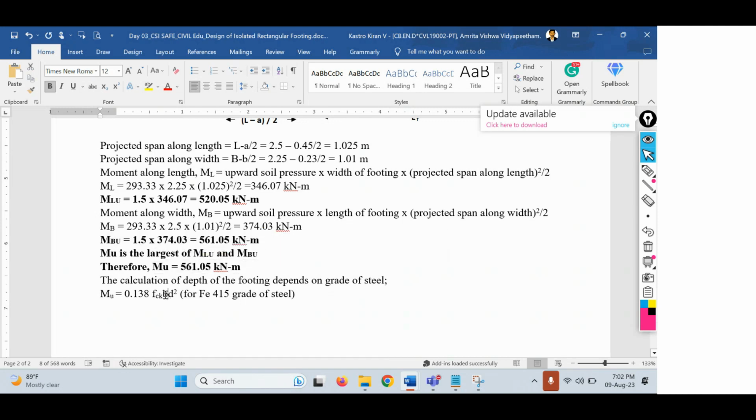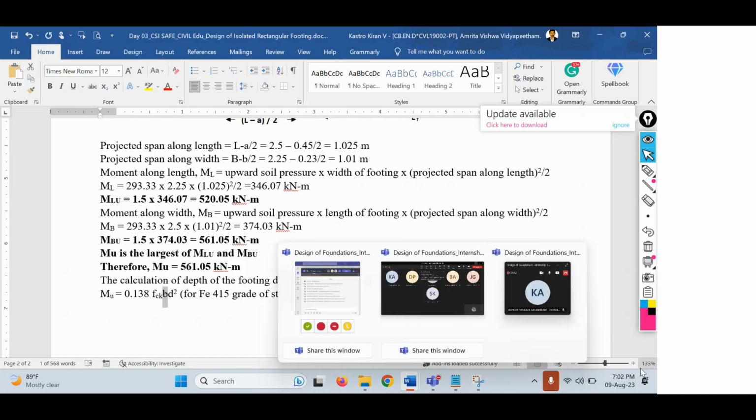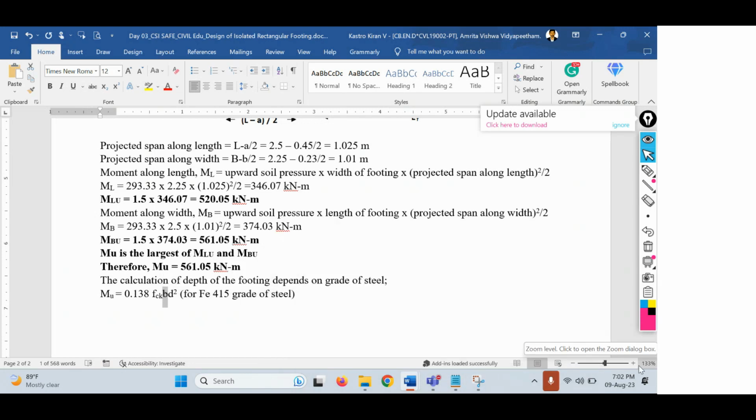Now here the value of B is also taken in such a way that whichever side you are considering the highest moment, that side dimension you have to consider. Let me tell you that. The value of Mu is fixed, which is 561.05 into 10 power 6. I am just converting into Newton mm. So 561.05 into 10 power 6 equals 0.138 into fck, that is the grade of concrete, 20, into B.